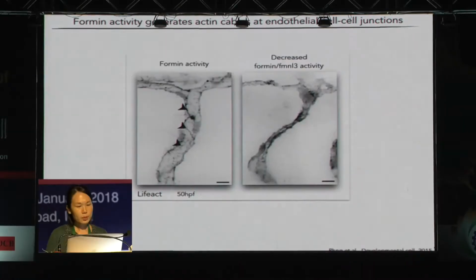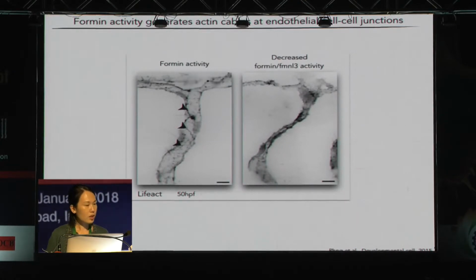Then we wanted to know what happens during development when blood vessels are starting to form and develop. So this is an intersegmental vessel from an embryo with decreased formin activity. And we frequently fail to see actin cable formed at cell-cell junctions compared to control embryos, where here you can see clear, distinct actin cables formed as highlighted by the arrowheads.